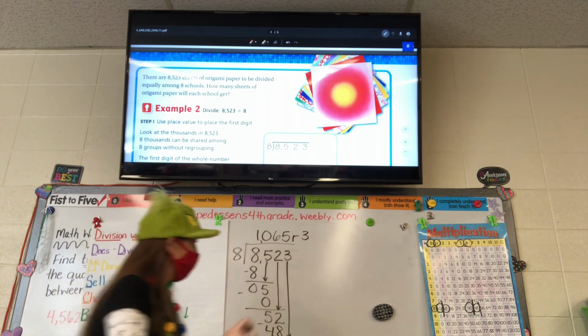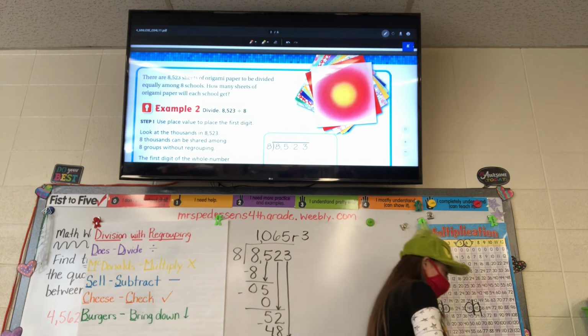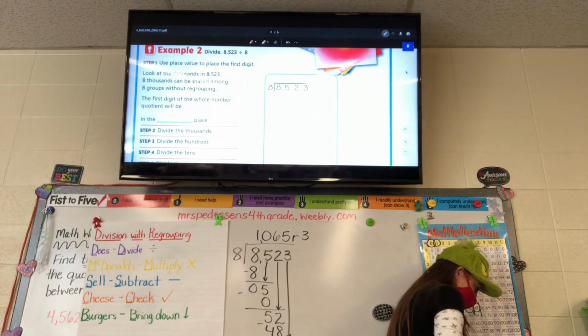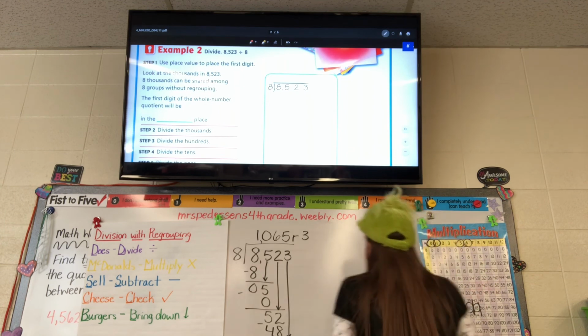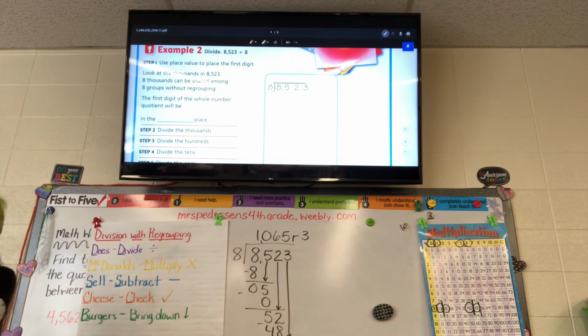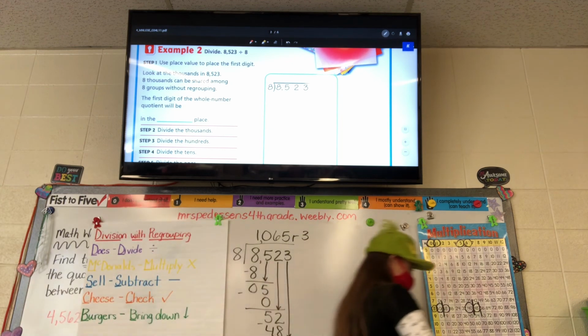So we get 1,065, remainder 3. And there's a remainder now. On our quotient, what place is the first digit in? The thousands place. Give yourself a point.